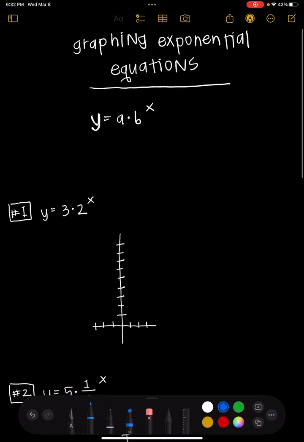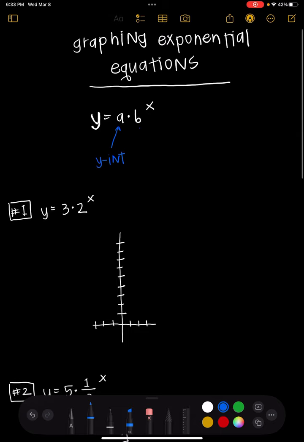And when we read them, the easiest way to read them is to say this a, the number that's in front that's not to any power, not to the power of x, is considered our y-intercept. So it's going to be where it crosses the y-axis. It's like our starting point. That's the way I like to think about it.